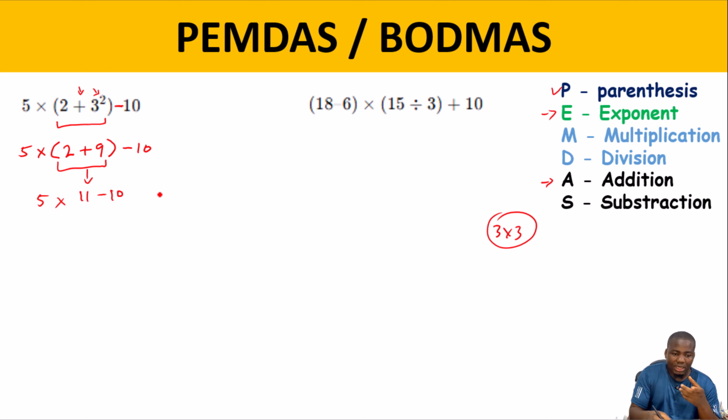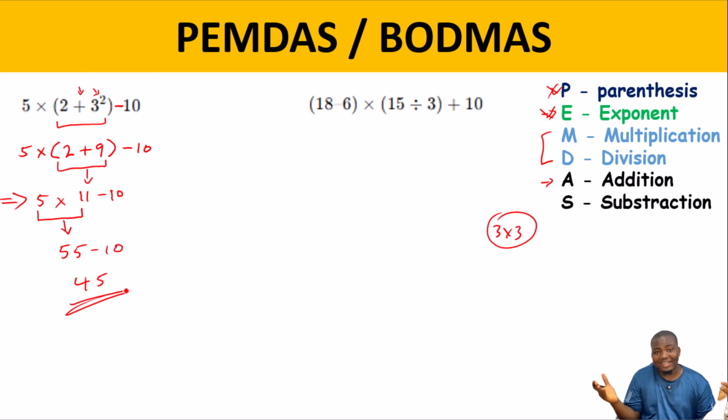So now we ask ourselves, in this expression that we have here, is there any parentheses? No. Is there any exponent? No. Is there a multiplication or division? Yes. So we solve that first. 5 times 11 is 55. Minus 10, that's 45. And that's our answer. You see, it's getting easier, right?